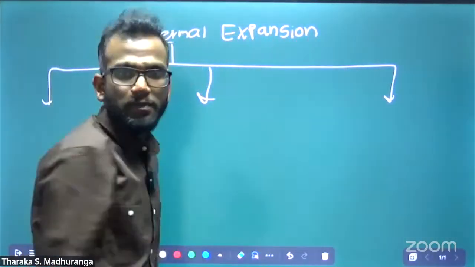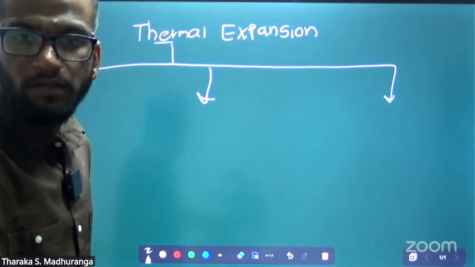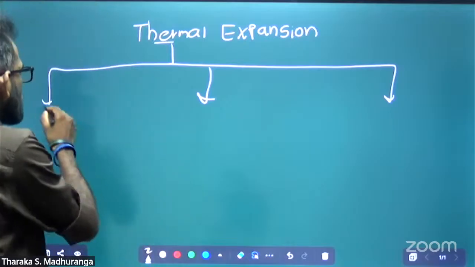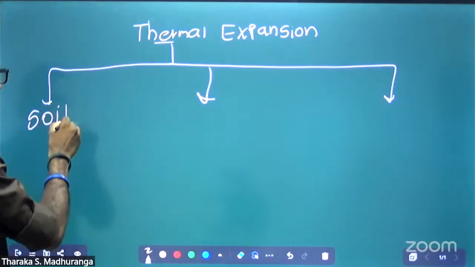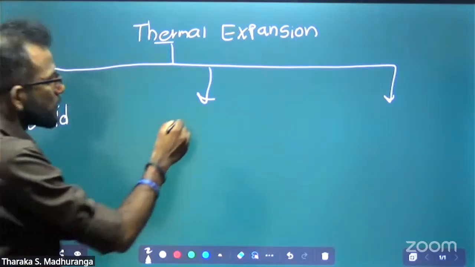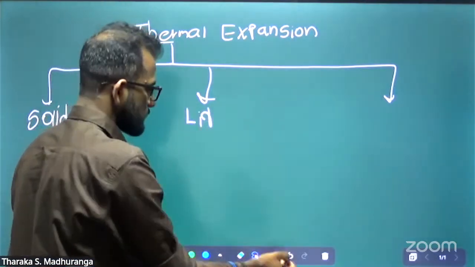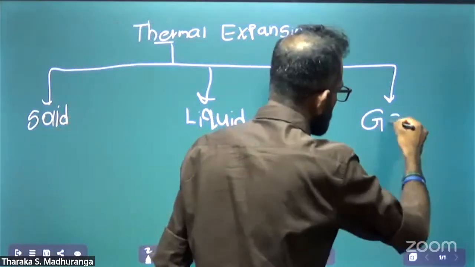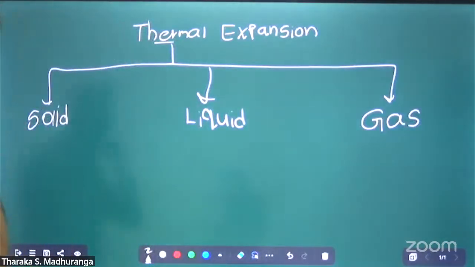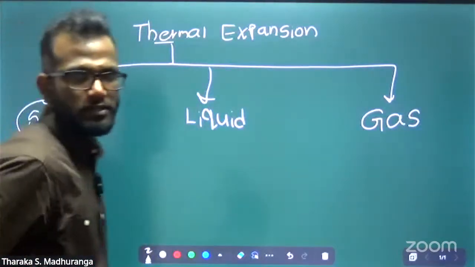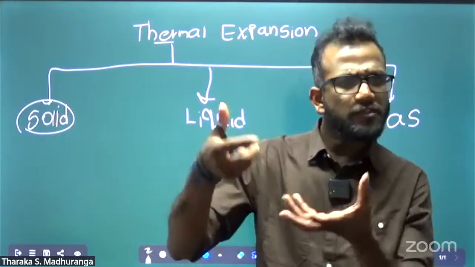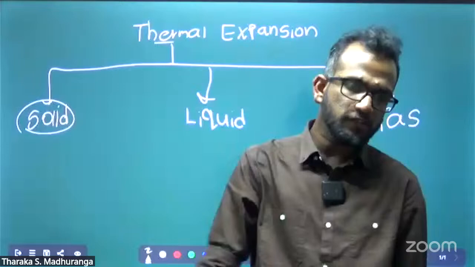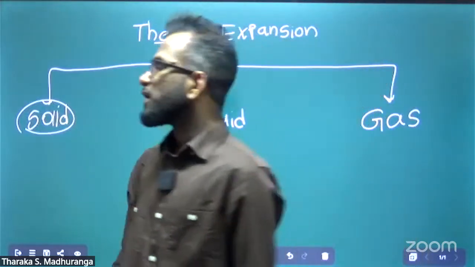According to matter type, there are mainly three types: solid expansion, liquid expansion, and gas expansion. Okay, last day we started the solid expansion. Solid expansion means very simple: when the temperature increases, a solid object's volume or size increases. That's solid expansion.